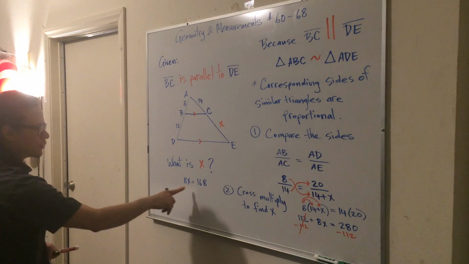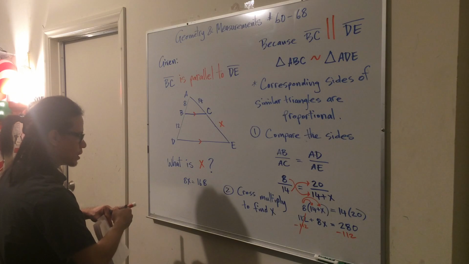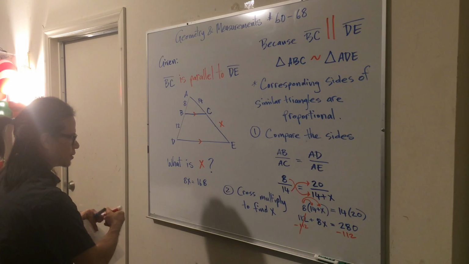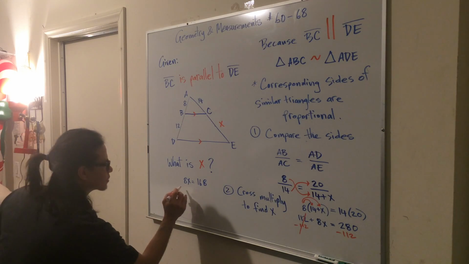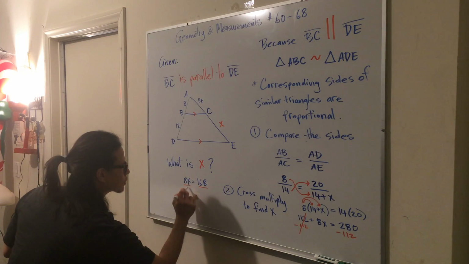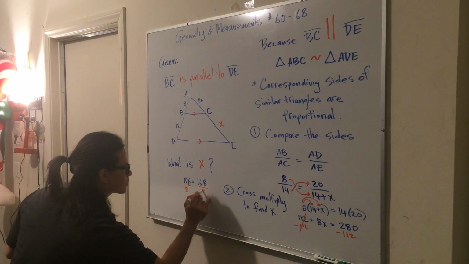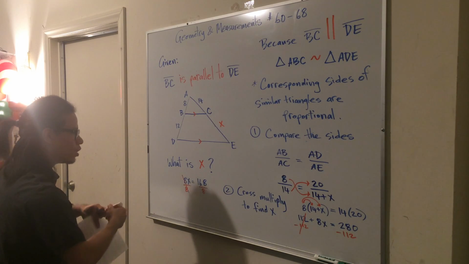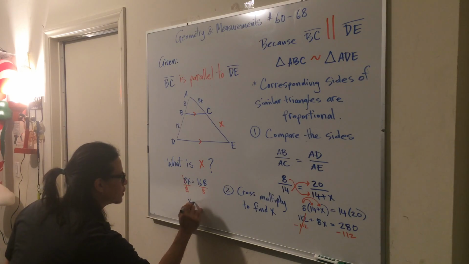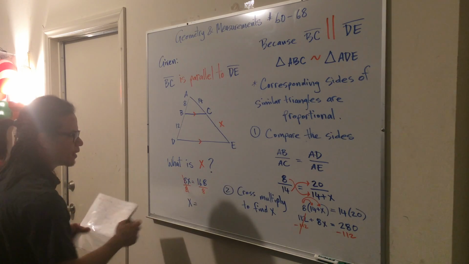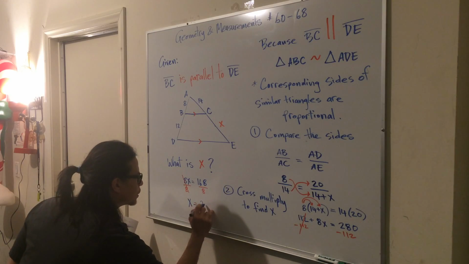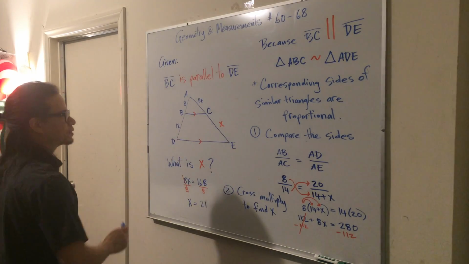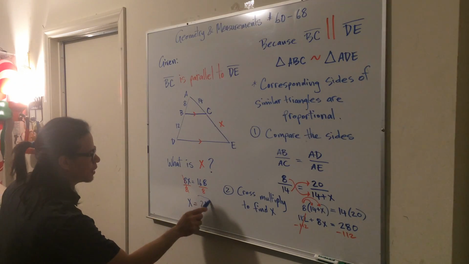So to finish off this question, we're going to need to get rid of the 8. So what's the opposite of times 8? Divide by 8. So 8 cancels out. Ultimately, x is equal to 168 divided by 8, which is 21. So x is 21, our final answer.